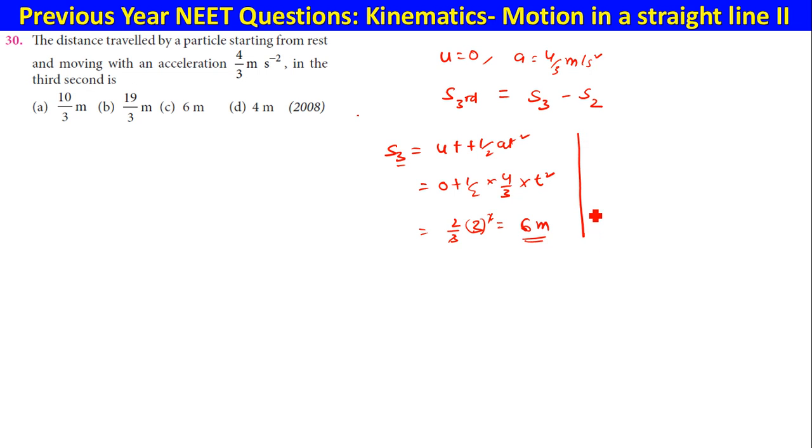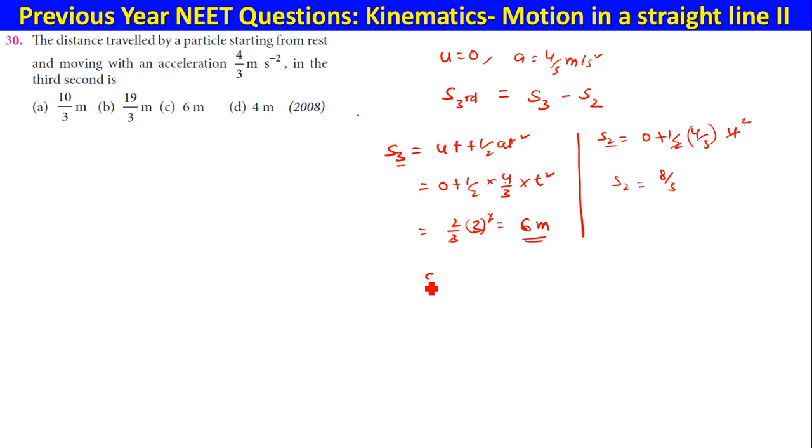What about distance traveled in 2 seconds? That is equal to ut again, 0 plus half. Acceleration is 4 by 3, and time here is 2 seconds. 2 square, isn't it? 4. 2 ones are 2, 2 twos are 4. So S2 is equal to 4 2s are 8 by 3. Okay, that's it, no?